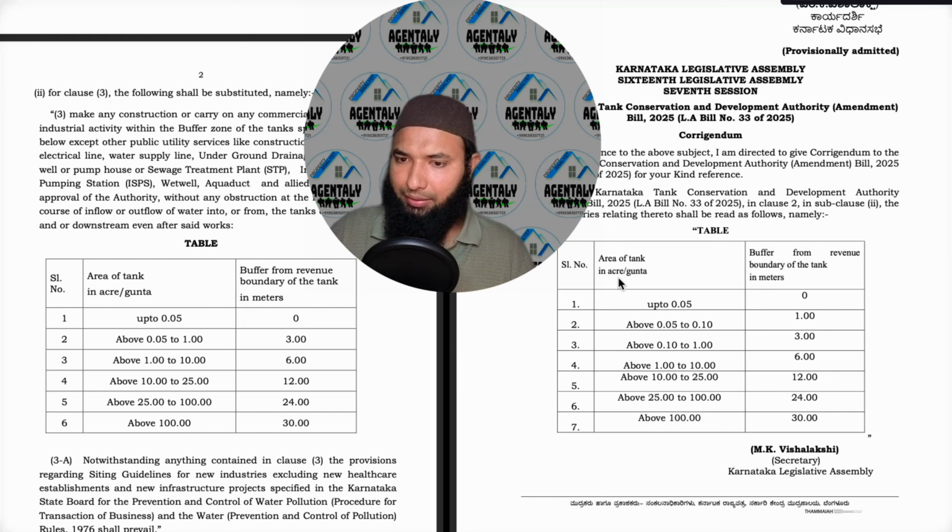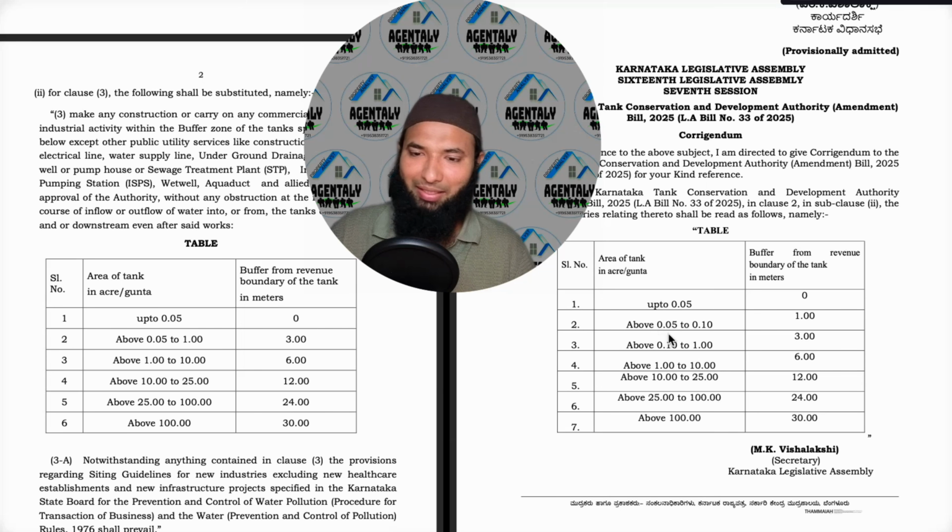Okay, so let us see what are the changes in the table now. Serial number 1, up to 5 guntas, 0. No changes in the first one. Second one, it was above 5 guntas to 1 acre. Here if you see, it is 5 guntas to 10 guntas. So here they have changed. How much is the buffer zone? 1 meter buffer zone. What is 1 meter buffer zone? I don't know. It is like they'll use their own pond only now. 1 meter. So this is so user, so builder friendly. I don't know how they are so friendly to builders.